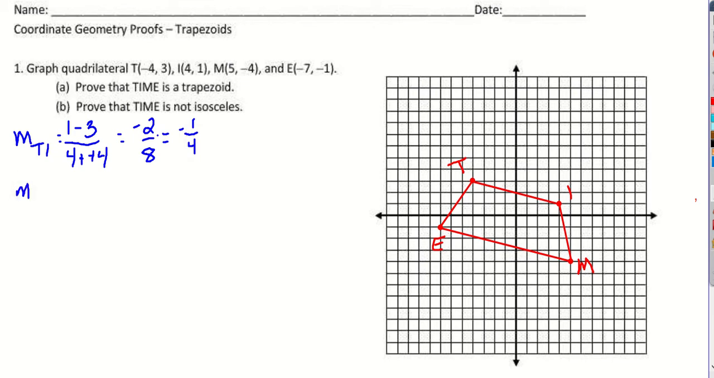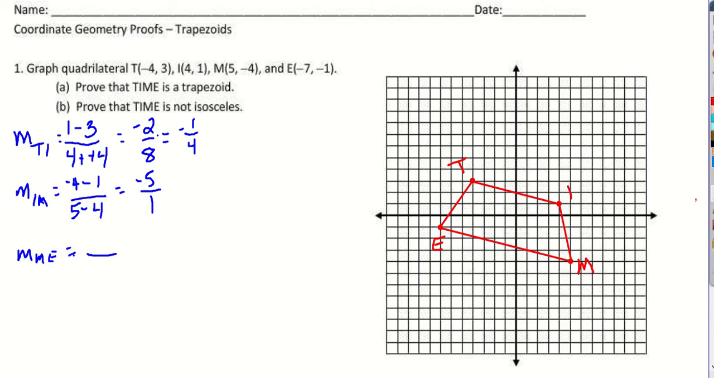Okay, so the next slope is going to be IM, going around. From M, the y is negative 4, minus the y of I, which is negative 1. The x2 from M is 5, minus x1, which is 4. And this is going to become negative 5 over 1, which is just negative 5, but we'll leave it like that. And then the other slope is ME. Now we should know that this is going to be the same as TI, so we want to get negative 1/4. That's going to be our check here that we did it right.